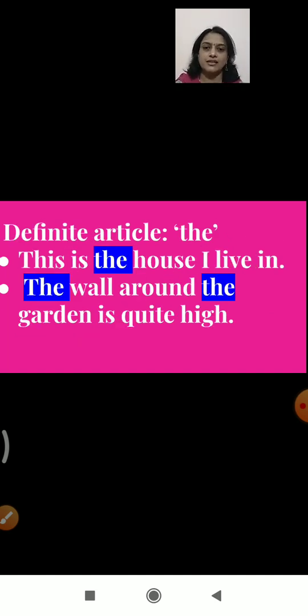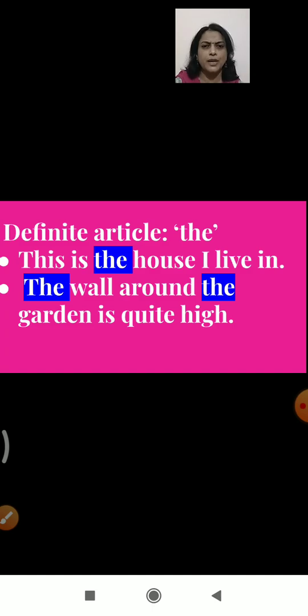Then you have the definite article, that is the. See the examples here. This is the house I live in. The wall around the garden is quite high. Now, why definite article? Because it points out a particular, definite, specific person or thing. Can you see here the highlighted one? The house I live in. So here the house is a specific one.